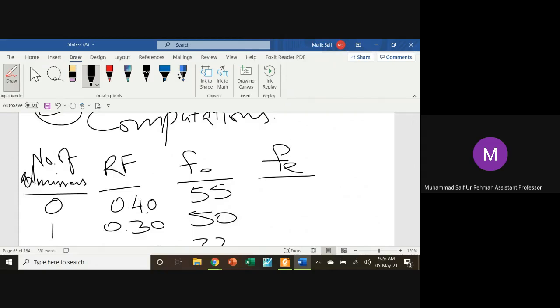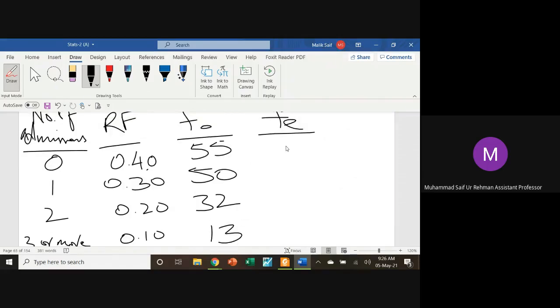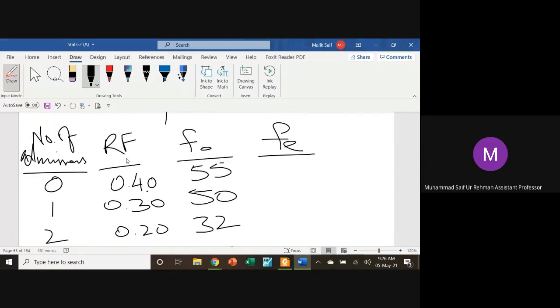Now, see, FE, in the previous case, when we were saying that equal expected frequencies are there, then we simply wrote the total and divided that total by the number of categories and found the expected frequency. So in that case, same values were there against each category. But in this case, as relative frequencies are there, these relative frequencies will help you in finding out the expected frequencies.